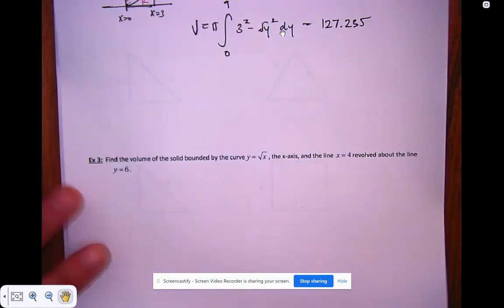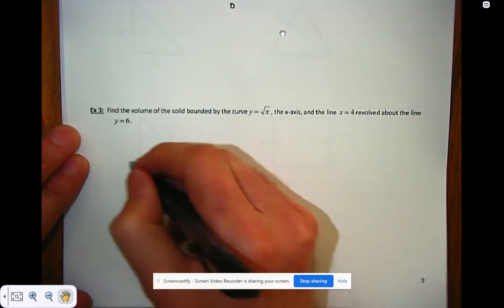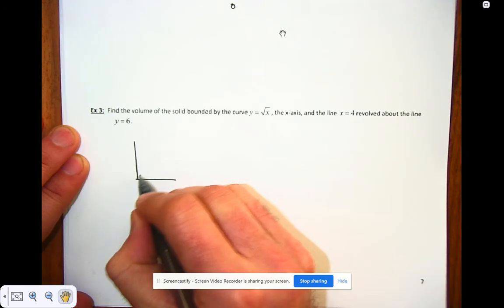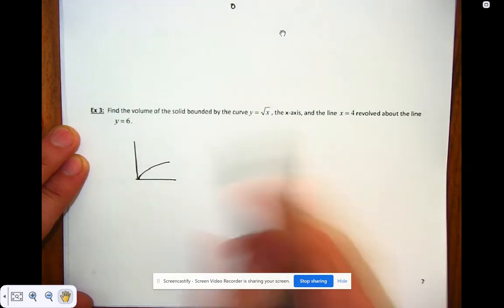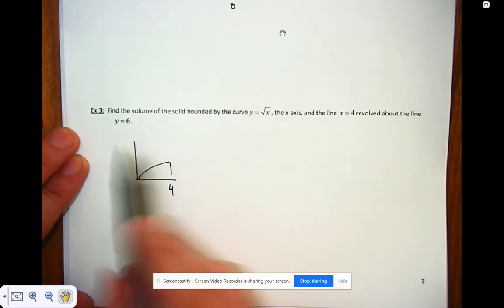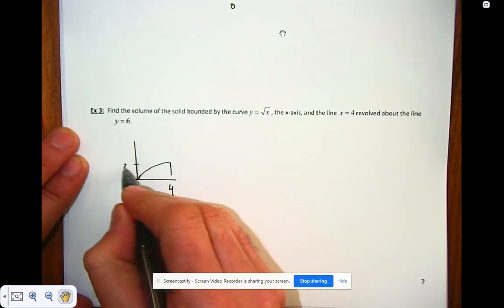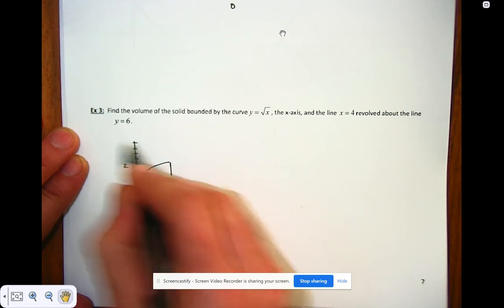This guy's a little different, so that's fun because it gets kind of boring. It's so easy. So let's go. We got square root of x right here. X-axis, the line x equals 4 right there. And then we're going to spin it around this line y equals 6. Whoa. So if x is 4, this guy's 2. Let's come up here, 3, 4, 5, 6.